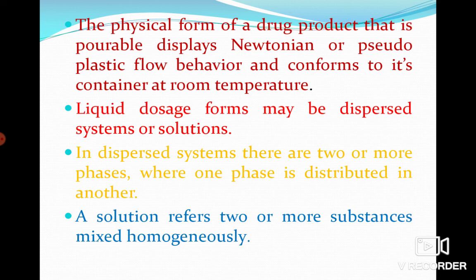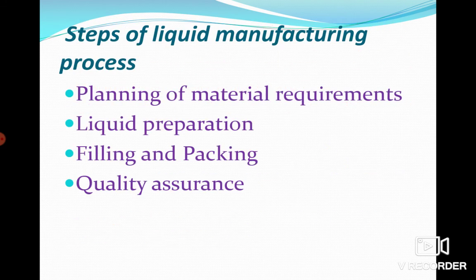Basically the physical form of a drug product should be pourable and dispensable, with Newtonian or pseudo-Newtonian behavior. If we talk about the various steps of the liquid manufacturing process, firstly we have to plan the material requirements, then we prepare the liquid formulation, then filling and packing will be there, and then quality assurance will be there.